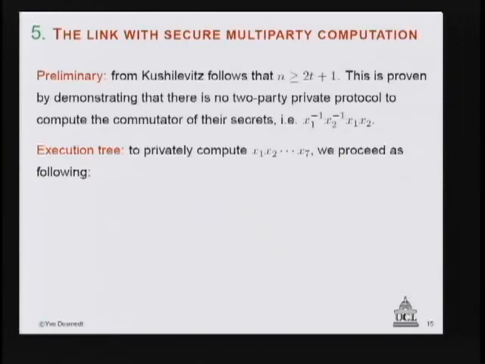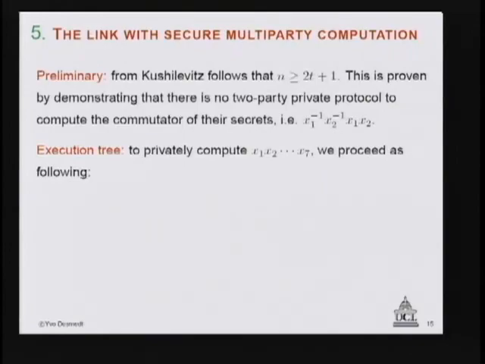And how is this proven? It's proven by demonstrating that there is no two-party protocol to compute the commutator of their secrets. For those of you who haven't had enough algebra to understand what a commutator is, it's written there. You basically have one element, which is raised to the minus 1. Then you multiply it with the second to the minus 1, and then you multiply again with the first, and then again with the second. Okay? So that's basically the commutator of their secrets.